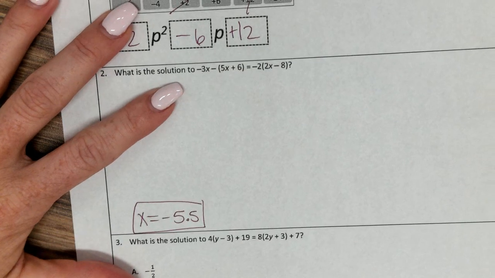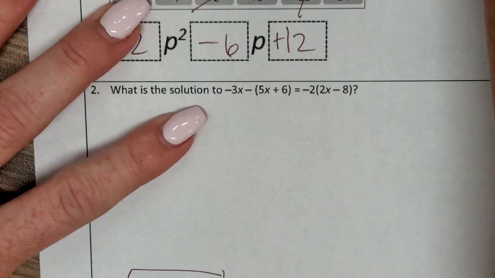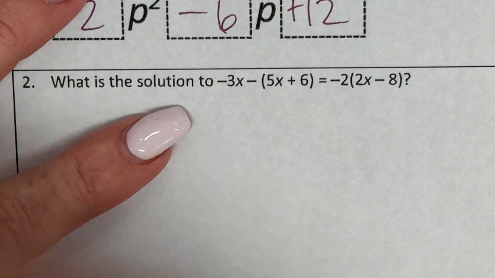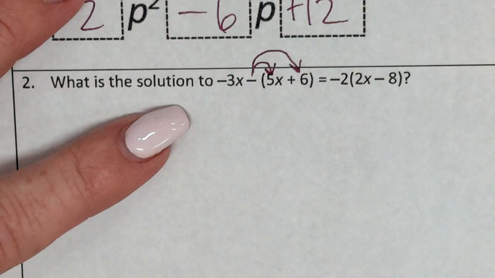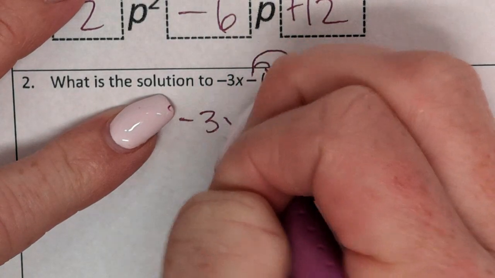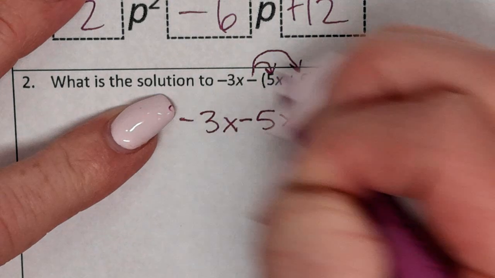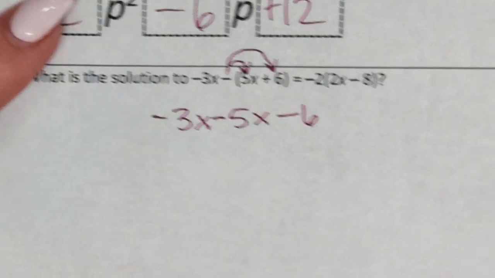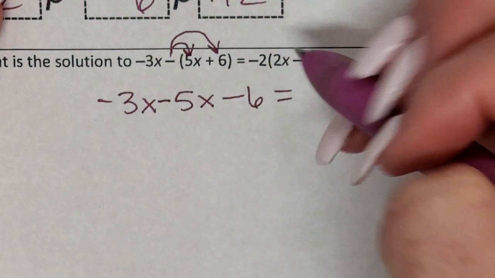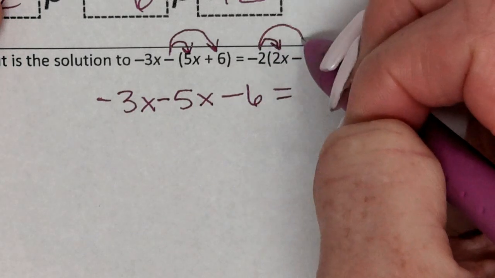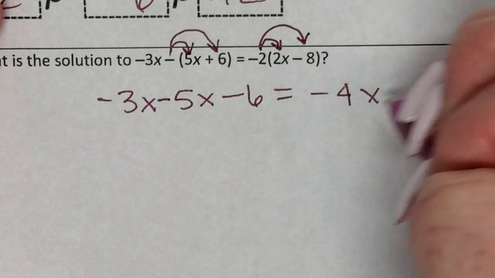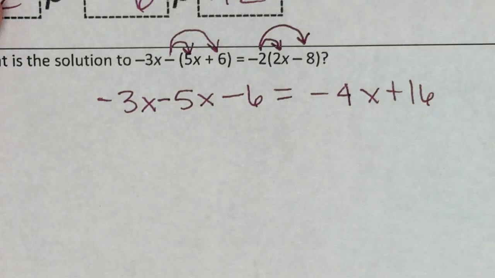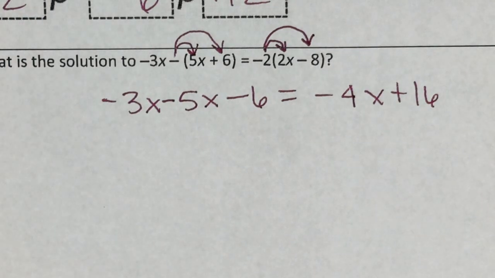Everybody ready? Okay, so the first thing I'm going to do is deal with the parentheses. So I'm going to distribute this negative sign to everything here. So I have negative 3x minus 5x minus 6 equals, now I have to distribute the negative 2. Negative 4x plus what? 16. Questions so far? Are we okay?